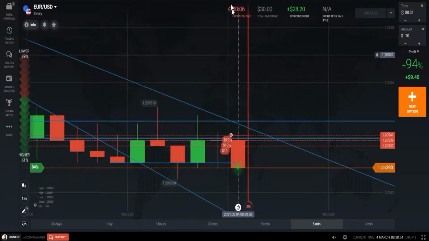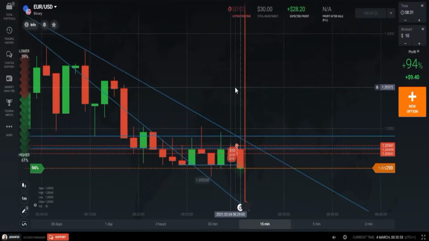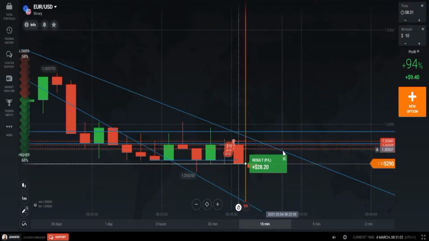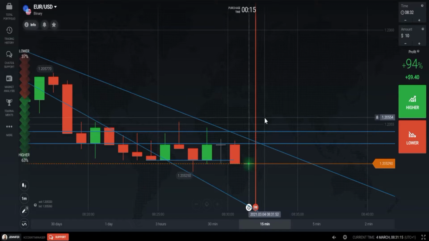So our trade is about to finish and we got a beautiful win. So our profit today is $10 plus $8, sorry, 18 and 28. So I guess it's good. It's $46 as a profit.